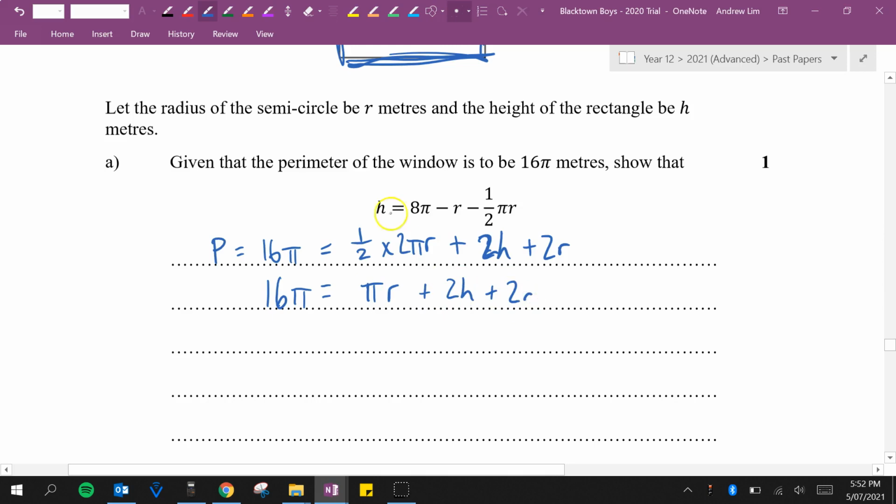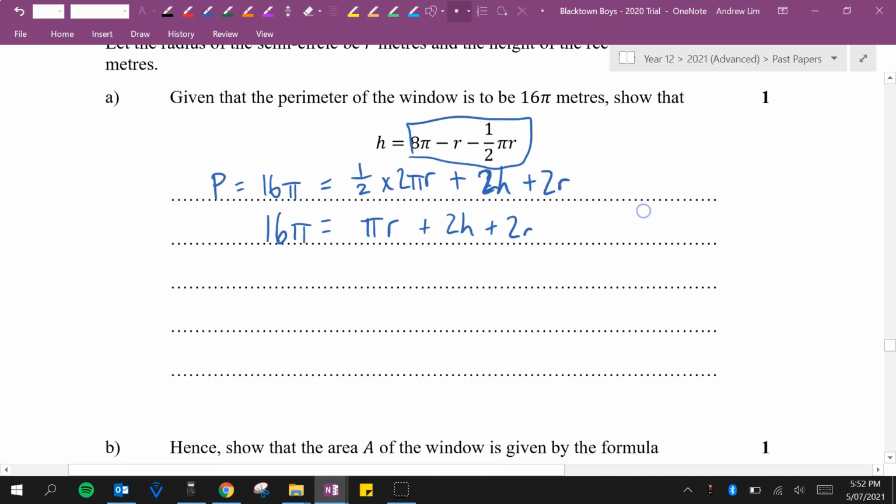So we want to show that h is equal to all of this. So I need h by itself. So I've got 2h is equal to 16 pi minus pi r minus 2r. So the height is equal to, we're going to divide everything by 2, 8 pi minus half pi r minus r.